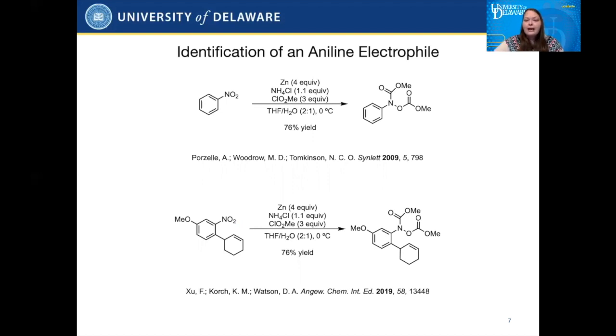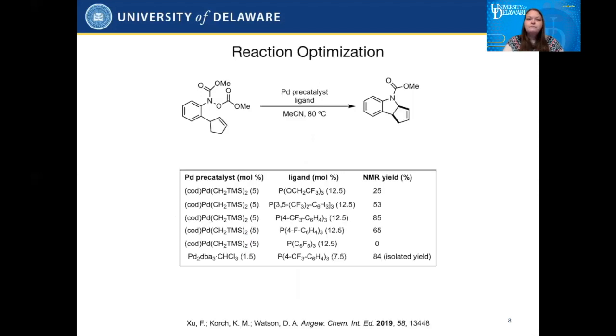So with our electrophile in hand, the next task was to identify the catalyst that we are going to use to do the Aza-Heck cyclization. And so we initially started with conditions from our prior work, which is to use this cod palladium dialkyl precatalyst, as well as a phosphite ligand. And though we were pleased to see that we did get some yield, 25%, we knew we had to do some screening in order to improve these conditions. So we looked at different ligands and also different palladium metal sources. We were actually happy to see that you could use palladium dba3, as well as an arylphosphine ligand to give an 84% yield of the desired cyclized product.